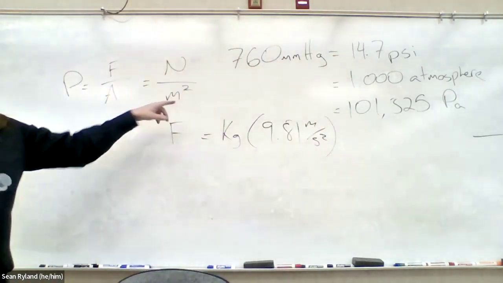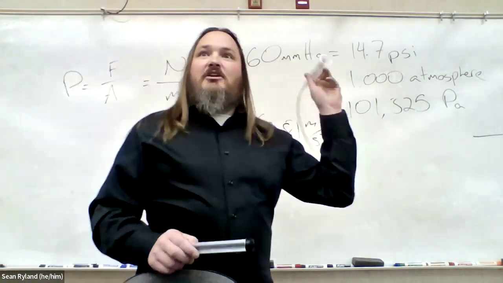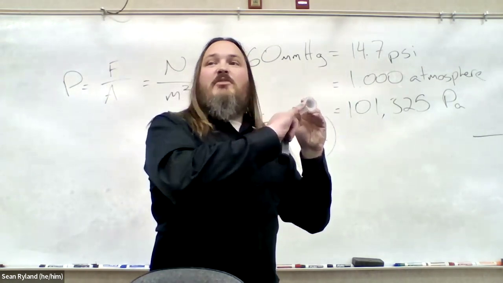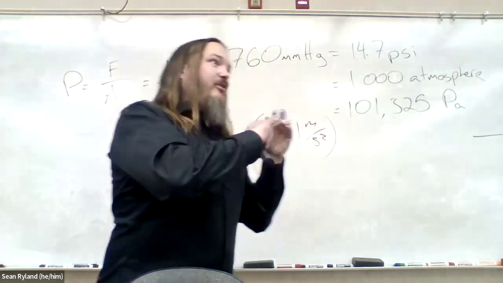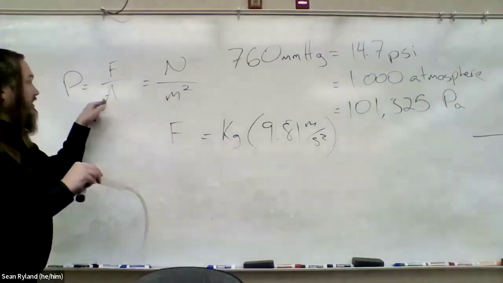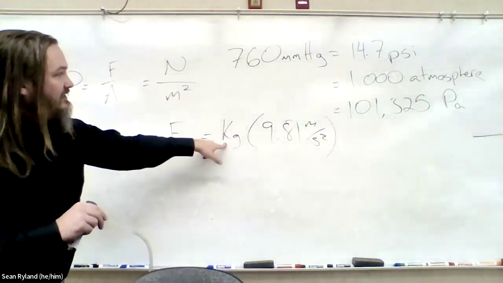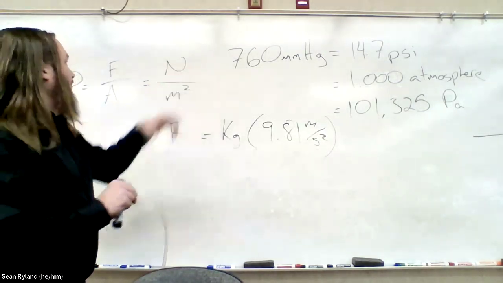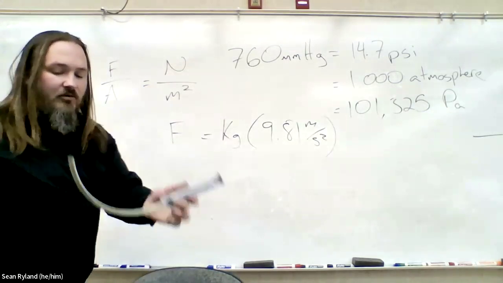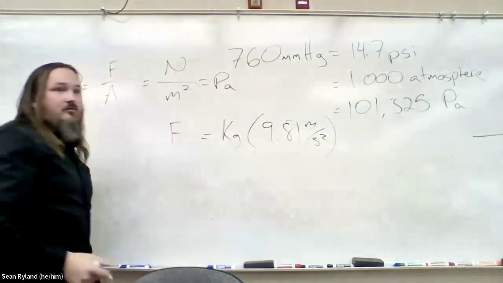Meters squared. So when you measure your diameter of the plunger, you need it to be in meters, not centimeters. Because then we find the area of it, we can put our area down here in meters squared. And then if we have our mass in kilograms, then our force is in newtons. That gives us our pressure unit of pascals.